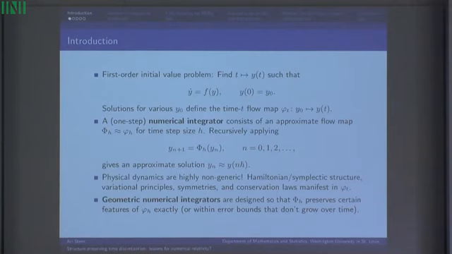Because these dynamics are non-generic, these flows are going to have some special structure. The goal of geometric numerical integration is to design numerical integrators so that these approximate flow maps have some or all of the properties, or as much as possible, of the exact flow map. Obviously, we can't preserve everything without getting the exact solution, but many of these properties we can in fact preserve exactly. Or at the very least, we can preserve them within some bounded error that doesn't grow over time.